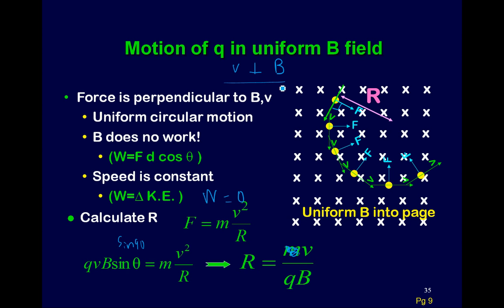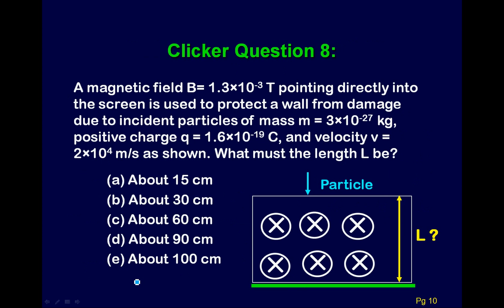And if we solve for this, we get this equation here, which is mv over qb. So we're just using essentially some equations from 131 in combination with our new magnitude of the force on a charge in a magnetic field. And so here's an example. This is an old test question.